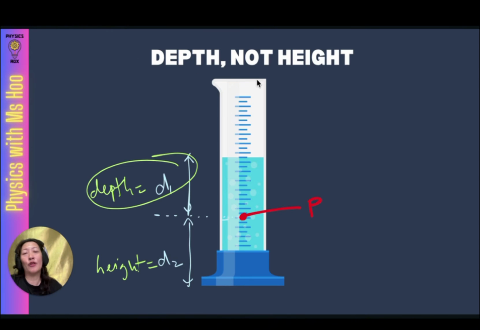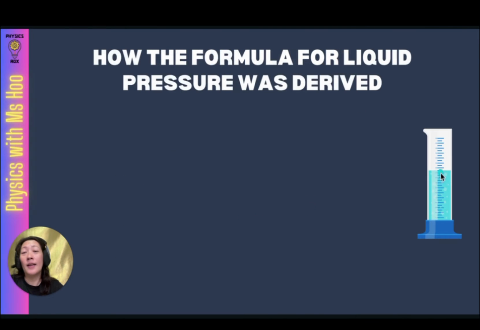So this is why H represents depth and not height. We just keep the symbol H for continuity because it's the same formula regardless of what the name is, as long as you understand how to use the correct values. And now, let's go into how the formula of liquid pressure was derived.